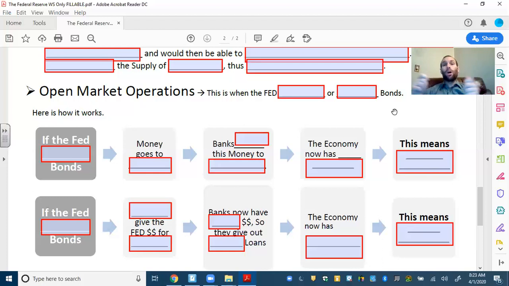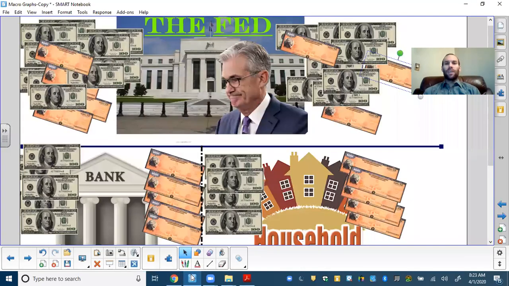So bonds can be bought and sold on the open market, or they can be bought and sold by the Fed, which is what we're getting to now. So remember, open market operations is when the Fed buys or sells bonds. So let's look at how this works. And I've got a little diagram here.